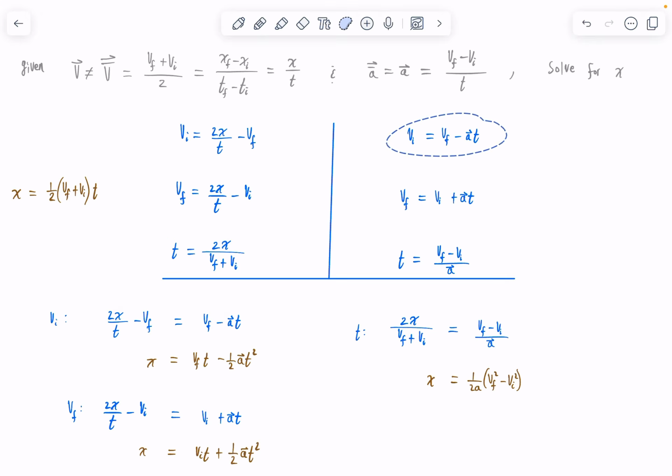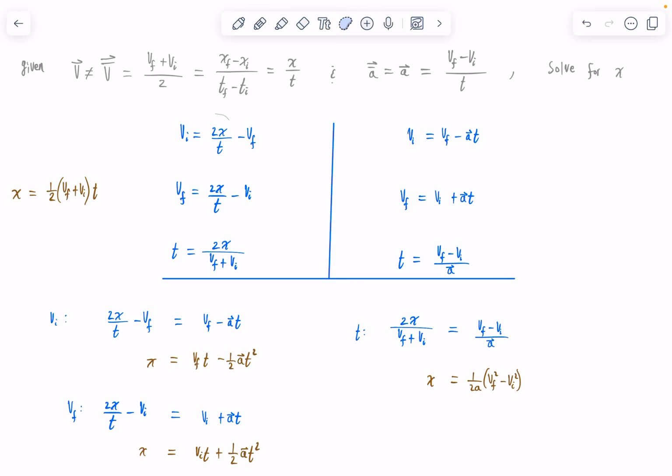Now to solve for v sub i given the acceleration, we can multiply both sides by t, and then we're going to have to negate the negative v sub i to solve for v sub i. And then the v sub f, same procedure, but this time we're going to have to add the v sub i to isolate the v sub f, and then to solve for time, we can multiply both sides by t and then divide by a.